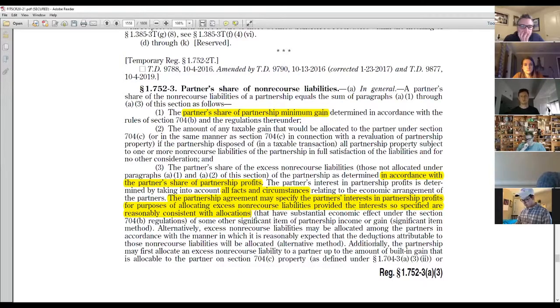And we'll talk about why. I mean, it's a big question about why. One thing to keep in mind here is that because these liabilities are such that no partner bears the economic risk of loss, there's something artificial about giving them to anybody.